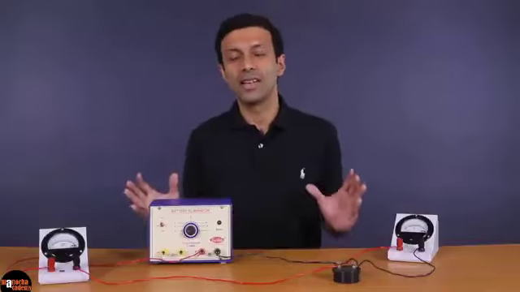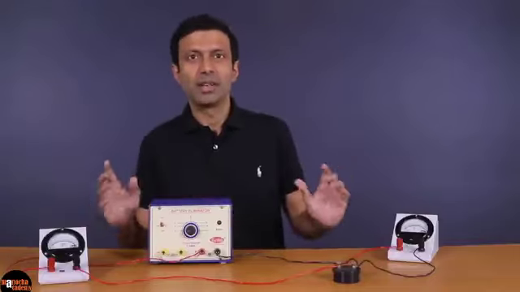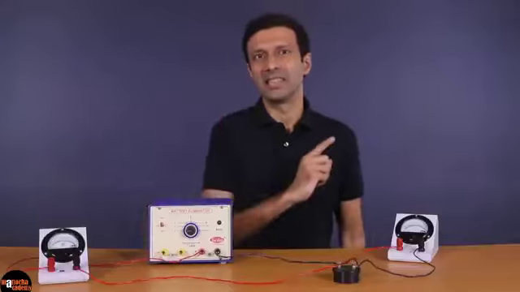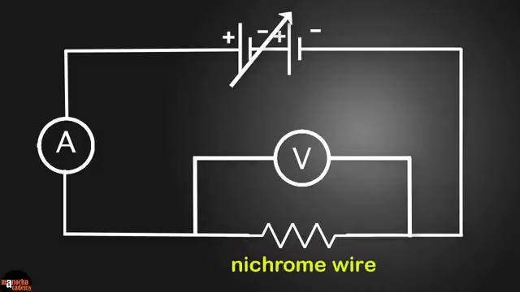If you draw the circuit diagram for our setup, it will look something like this. Here is the nichrome wire that is inside the black box. The voltmeter, which is marked with the V symbol, is connected across the ends of the wire. The voltmeter is connected in parallel. And the ammeter, which is marked with the A symbol, is placed in series with the wire.